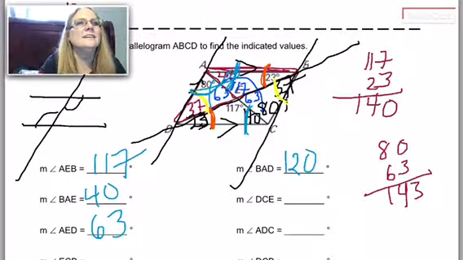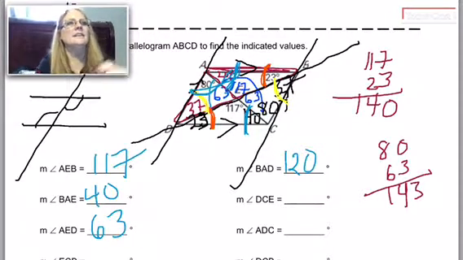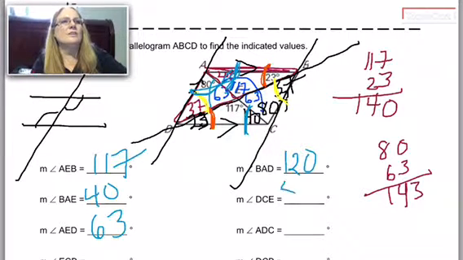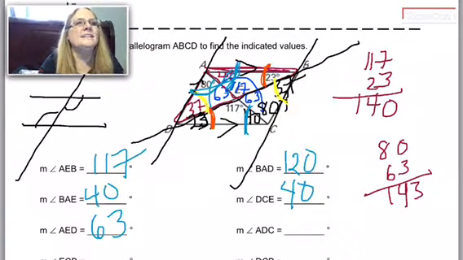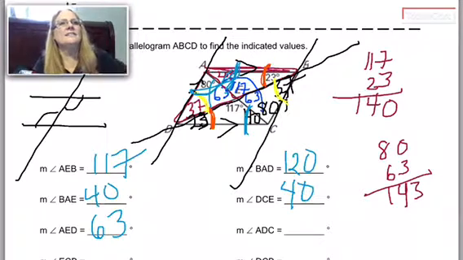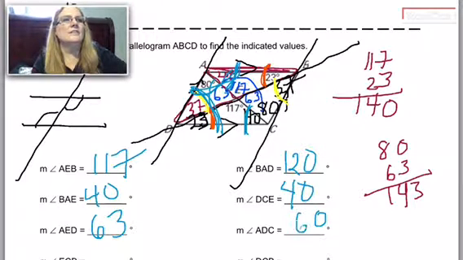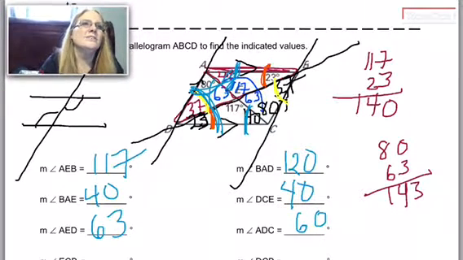DCE, that's this little one here, that's 40. And ADC, that's this whole angle right here. So add 37 and 23, and you get 60. So that made for a lot of writing in that little picture there, so hopefully you were able to follow all of that.